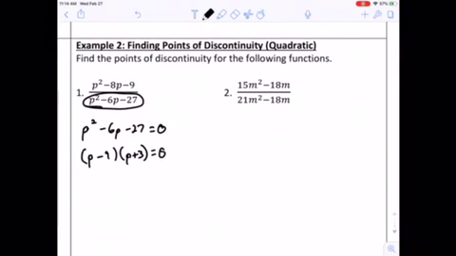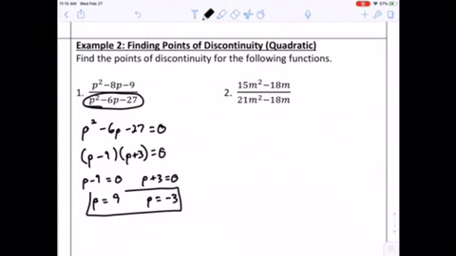And so now we take each of these factors, set it equal to 0, and now we solve for p. We get p equals 9 and p equals negative 3. So here we have 2 points of discontinuity. All right? Now, with the second one, again, all we care about is this expression right here, set it equal to 0.